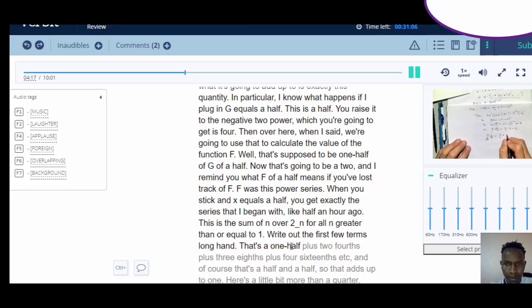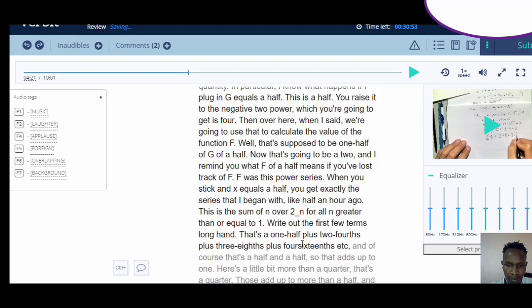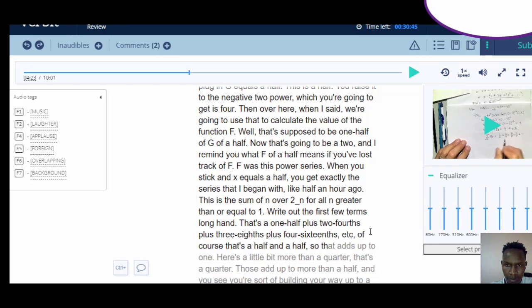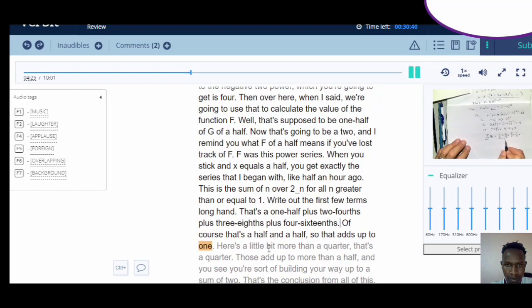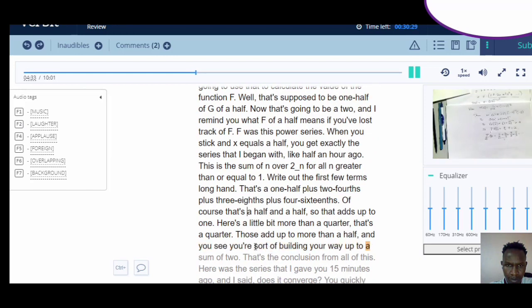You can see that's 1/2 plus 2/4 plus 3/8 plus 4/16, etc. And of course that's a half and a half, so that adds up to 1. Here's a little bit more than a quarter. That's a quarter, so those add up to more than a half. And you see you're building your way up to a sum of 2.